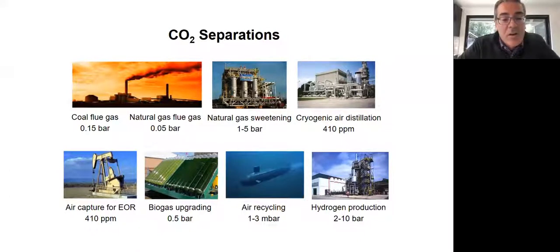Some of those are listed here. And the point is the CO2 concentration in those various streams can be widely varying, from very low pressure, such as in air, to significantly higher pressures, such as in natural gas sweetening or in producing hydrogen for fertilizer. So a lot of research focus has really been on coal flue gas capture, but optimizing materials for all of these other places we need to decarbonize is an extremely important research direction.